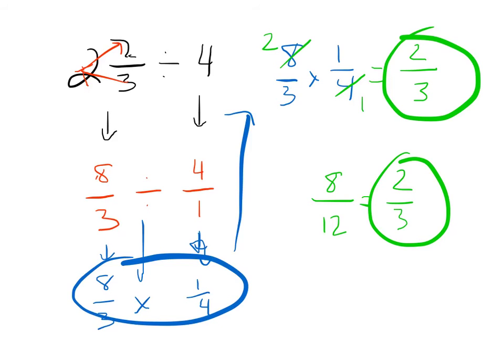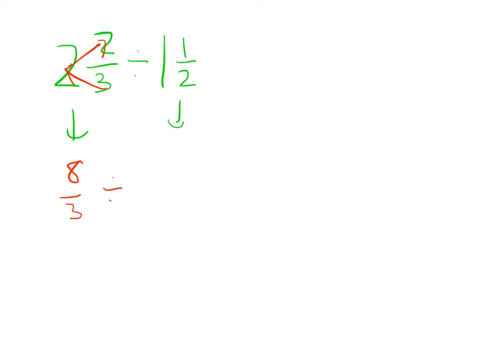Let's take a look at example 2. 2 2/3 divided by 1/2. And we rewrite them. 3 times 2 is 6, plus 2 is 8. So we've got 8/3 divided by 2 times 1 is 2, plus 1 more is 3, so 3/2. I can rewrite that again with the reciprocal of 3/2, change that to times, and this will be 2/3.